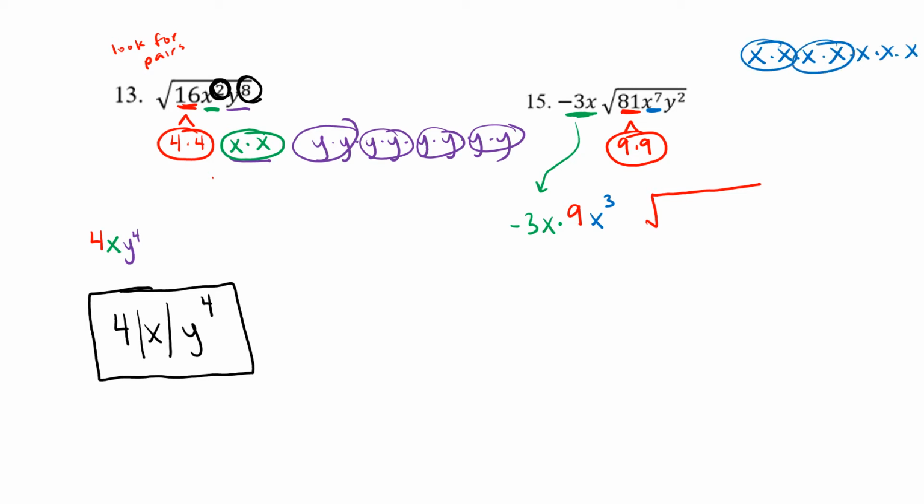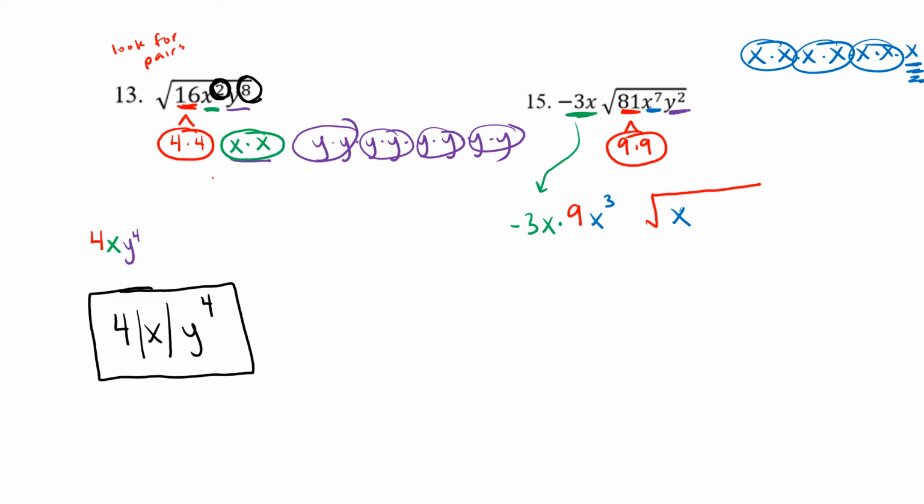One group, two groups, three pairs there. That's why we have x cubed on the outside. There is, however, one x left over, so that leftover x stays inside. It doesn't have a pair. Okay, now work with the y's, right?